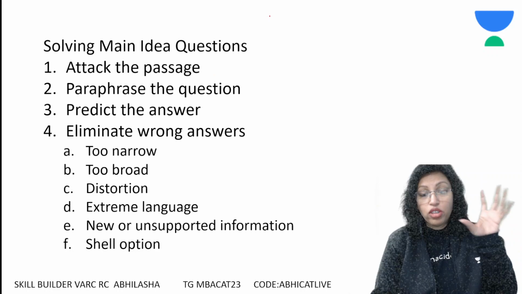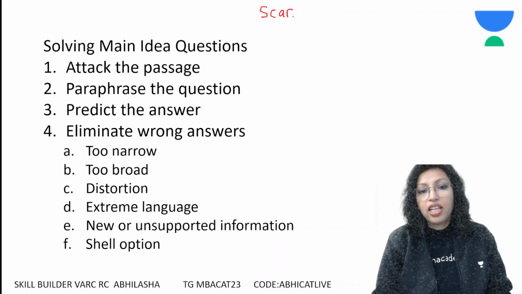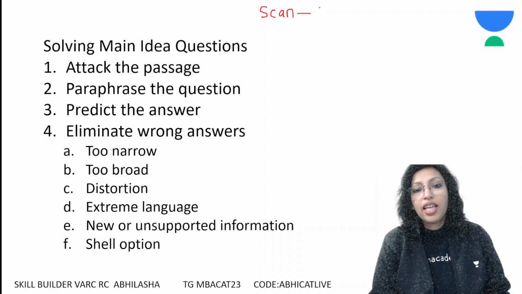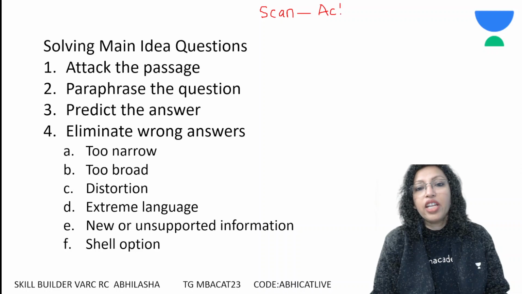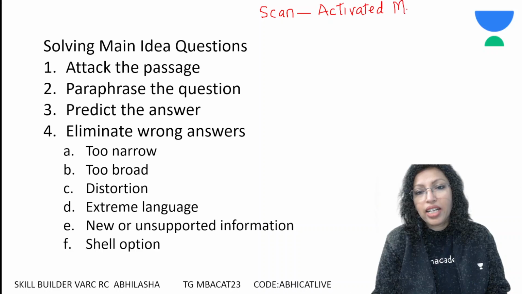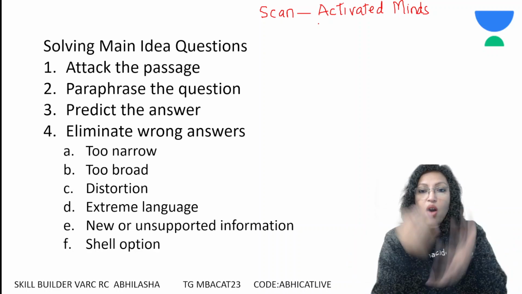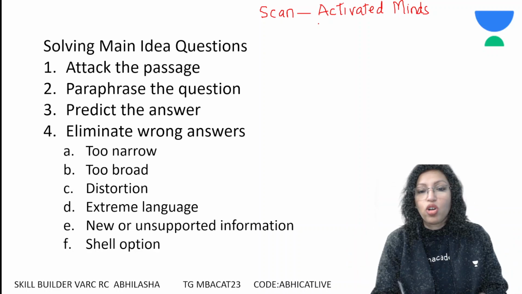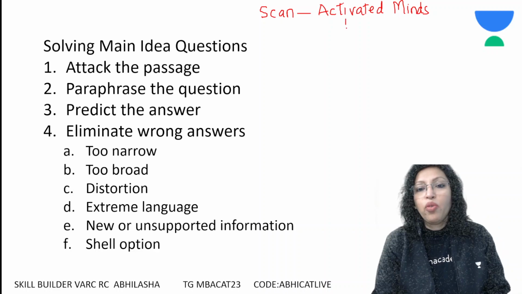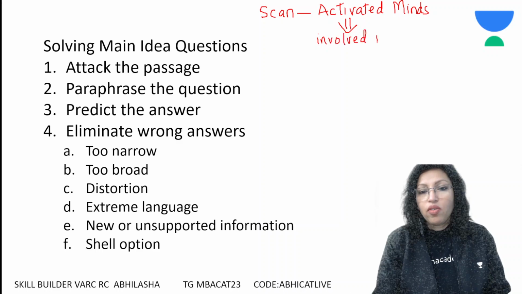Now this is why the scanning or the preview becomes very important. When you scan the article, then you become a more active reader. So you have actually activated your mind. Once you have activated your mind, you become more conscious of what you need to read, how you're going to be reading, what is it that the writer is talking about. So an activated mind will lead to more involved reading. So involved reading will cause what? It will make you understand the passage better.